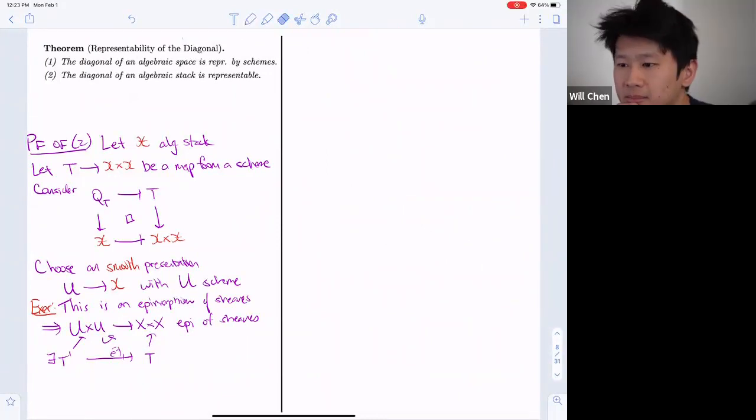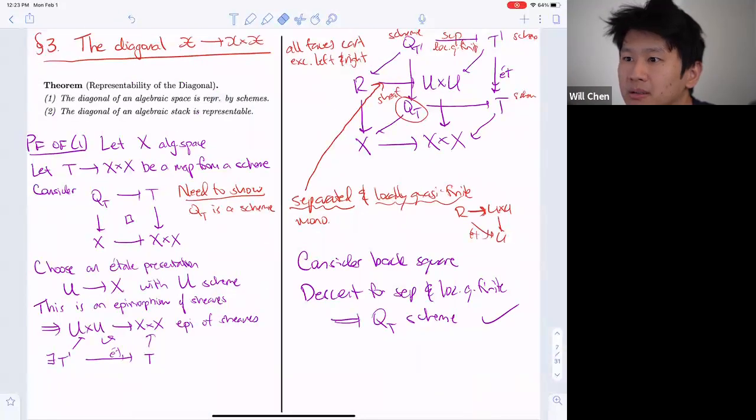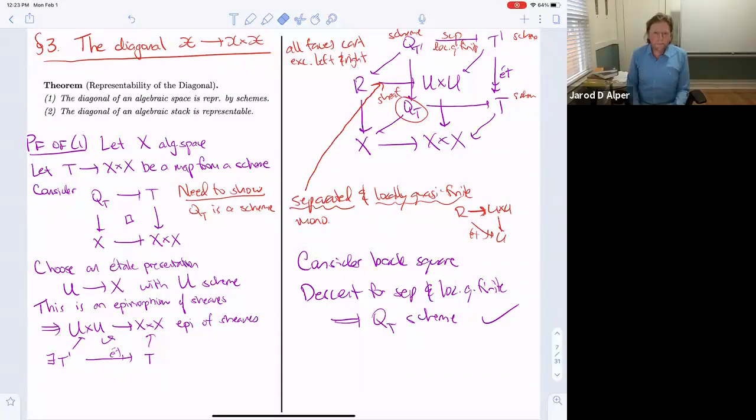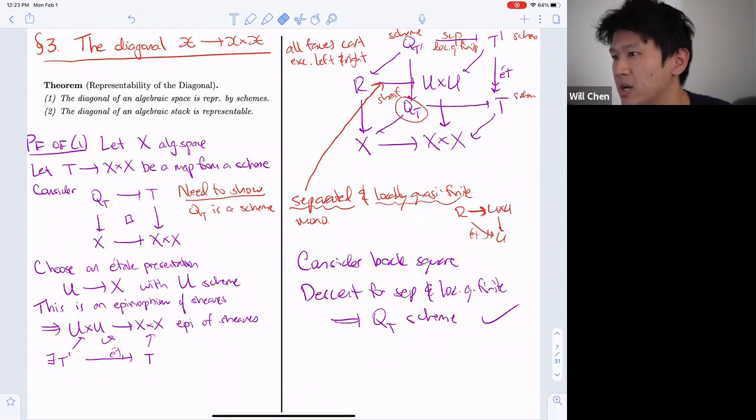Sorry, can I just ask a possibly silly question about what we were just talking about? Maybe my memory of descent is wrong, but for me, descent means that there exists something whose pullback is QT prime. Whereas you're saying there exists a scheme whose pullback is QT prime, but is it possible that there is a scheme and also an algebraic space whose pullback is QT prime, such that the thing that descent shows exists is not QT?